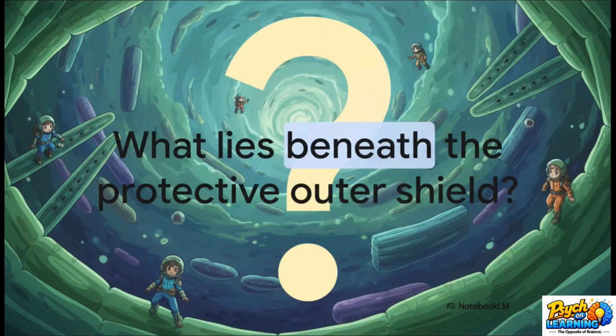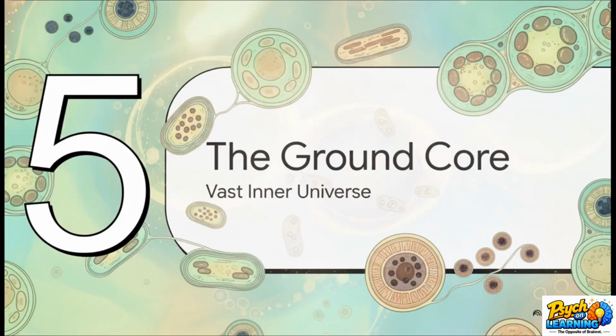Okay, so we've successfully breached the outer armor, navigating past the guard cells and right through a stomatal pore. But what kind of fascinating structures are waiting for us in the vast, deep interior of the plant? Section 5, the ground core. Let's move deeper and explore the ground tissue, which essentially makes up the fundamental core of the plant.